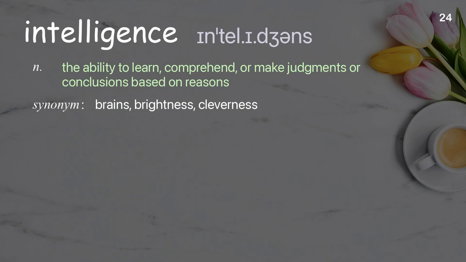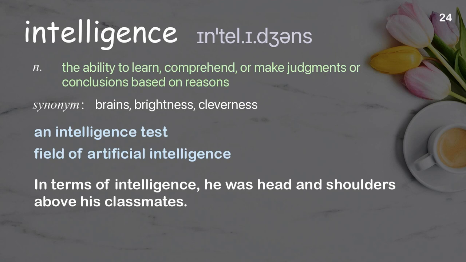Intelligence: the ability to learn, comprehend, or make judgments or conclusions based on reasons. Examples: an intelligence test, field of artificial intelligence. In terms of intelligence, he was head and shoulders above his classmates.